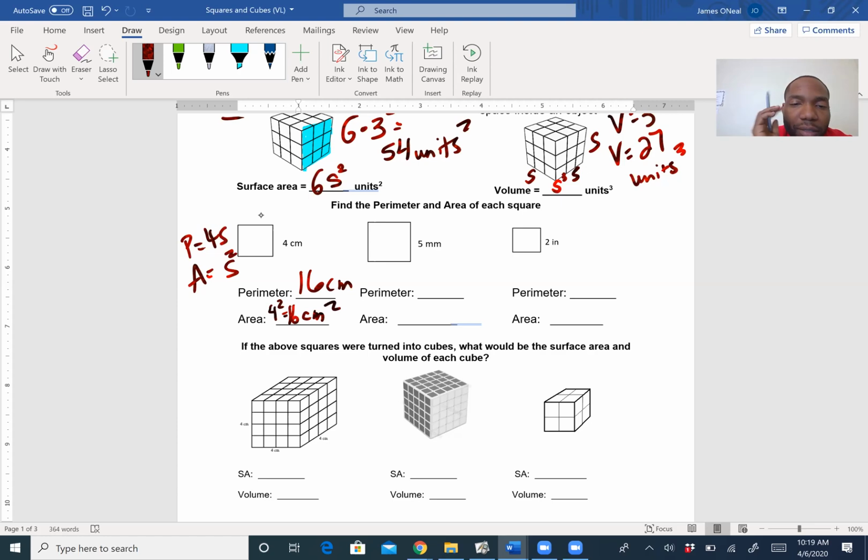What's the perimeter of the next one, y'all? And use your units.